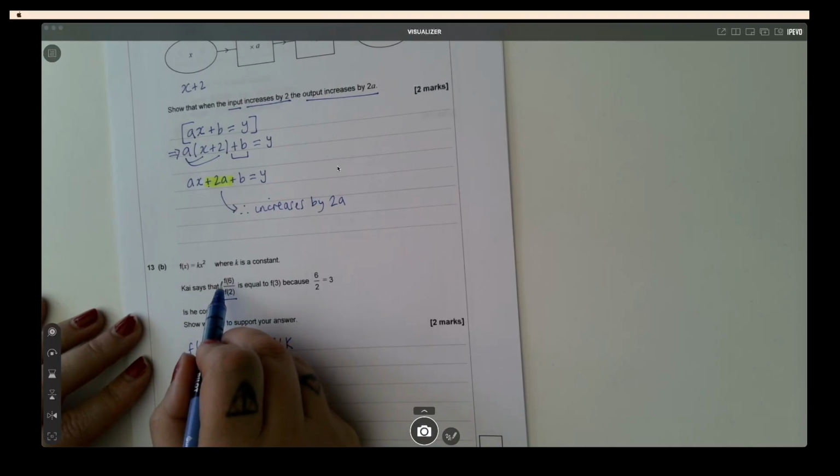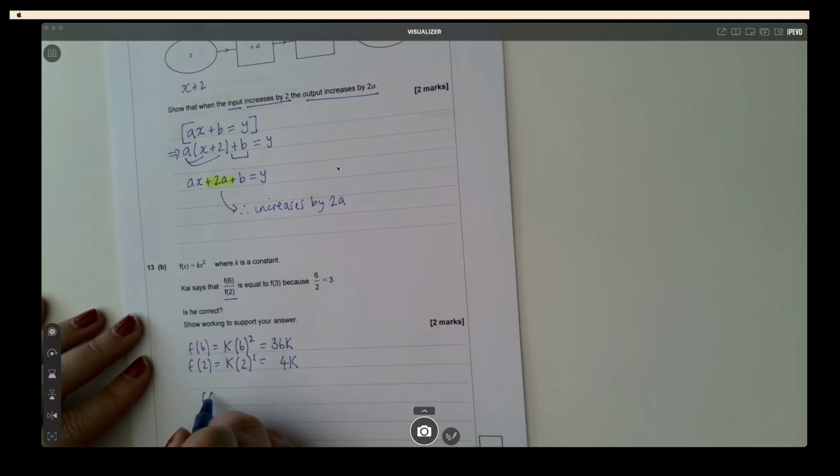Okay, now let's work out f of 6 divided by f of 2. So f of 6 divided by f of 2 equals 36k divided by 4k. We can divide top and bottom by k. So we're doing 36 divided by 4, which is 9. Okay, so f of 6 divided by f of 2 is 9.